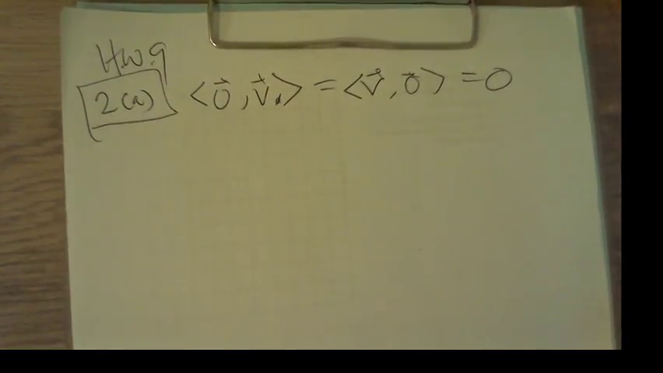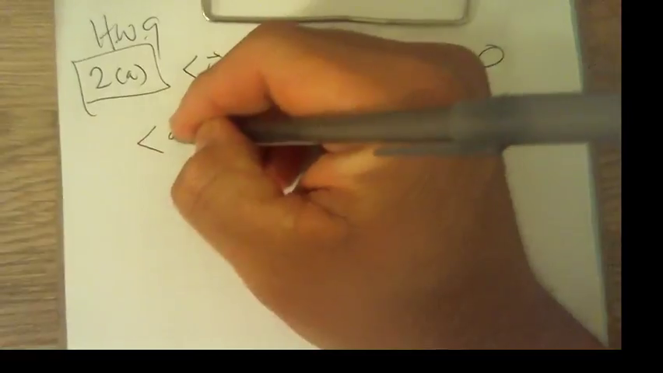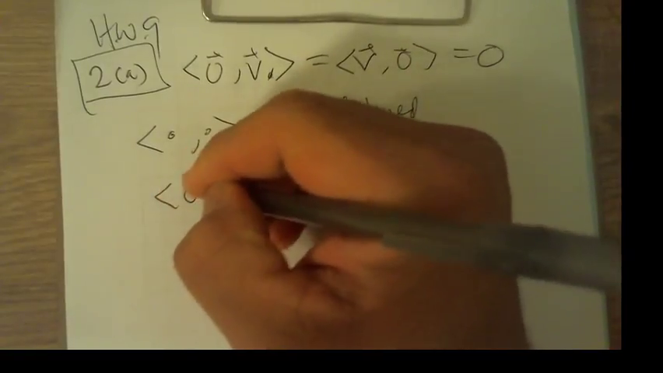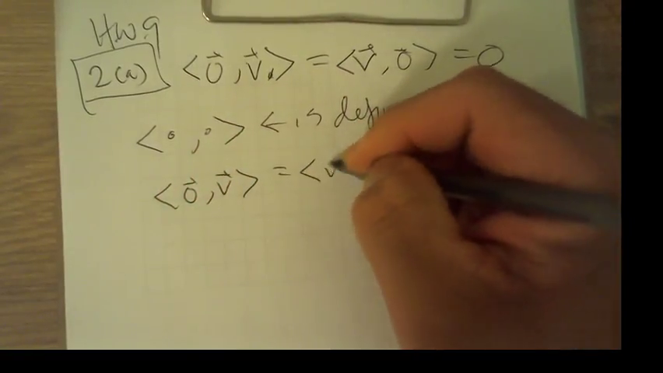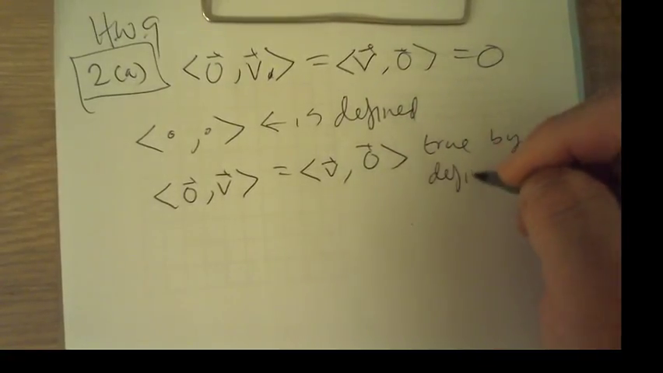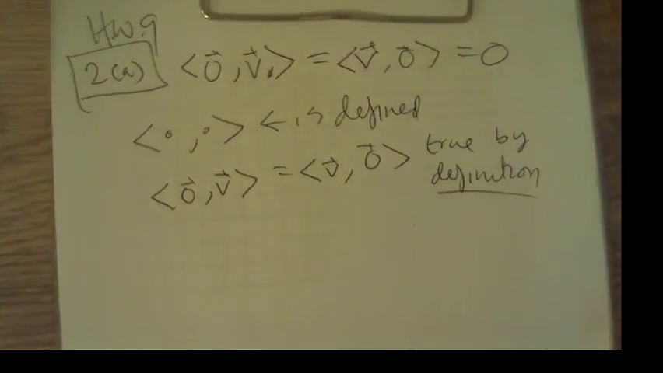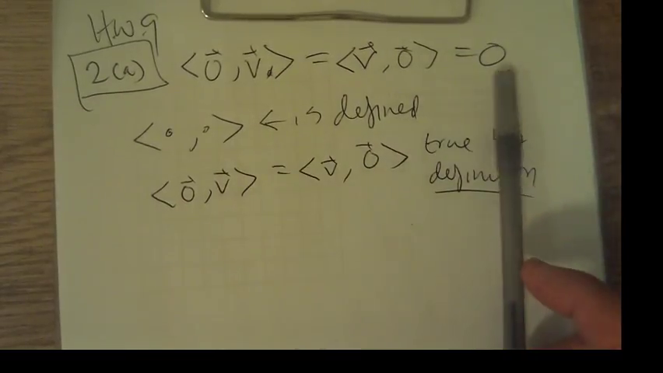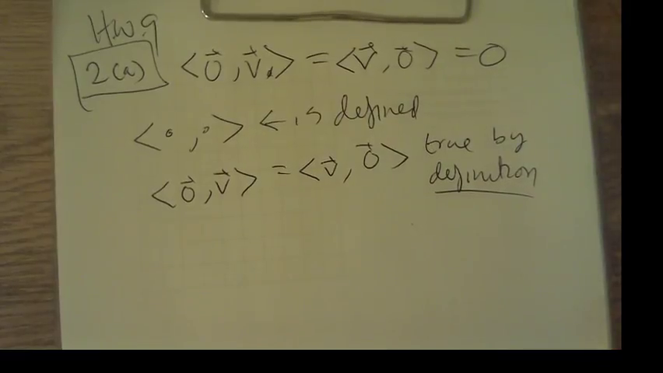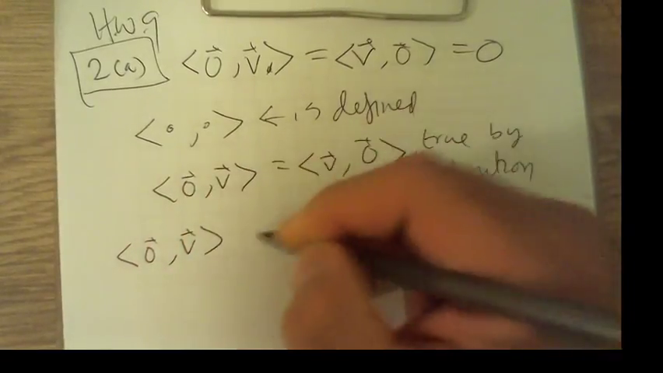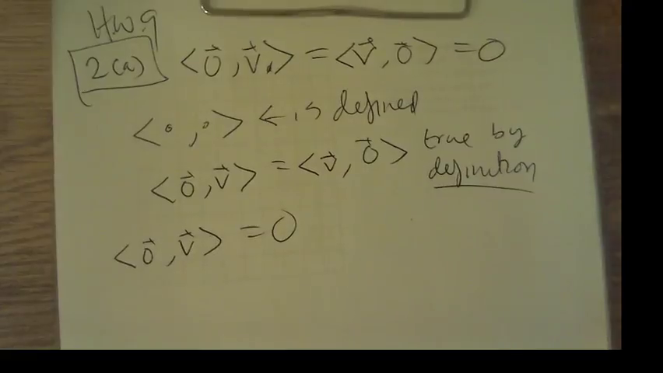Okay, so I would like to show this. All right, so here we're in a real inner product space. So all that means is that the inner product is defined, which means that this is true by definition. All right, so that's the definition of an inner product. So this is true. So I would like to show that one of these is equal to 0. So my next step would be to show that one of these is equal to the number 0.